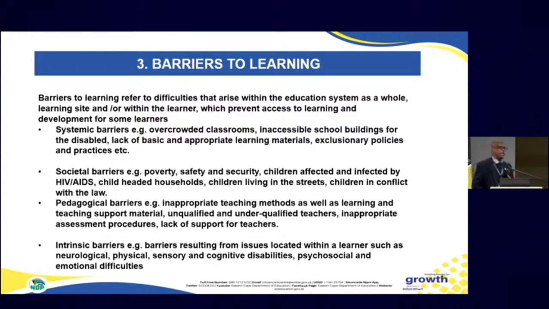Then the other barriers are coming from the society, what we call societal barriers. Society can judge people and can be in a position to stigmatize and label. So those are the ones that we can mention there. The issue of poverty also comes into play when it comes to societal barriers, and the other diseases, as well as child-headed households. Those are the examples of societal barriers.